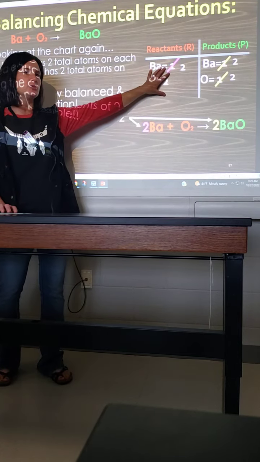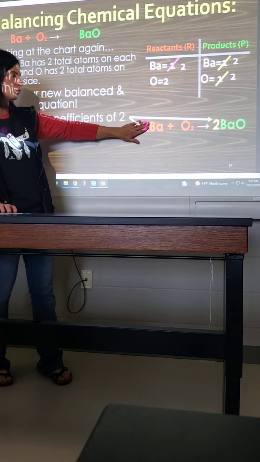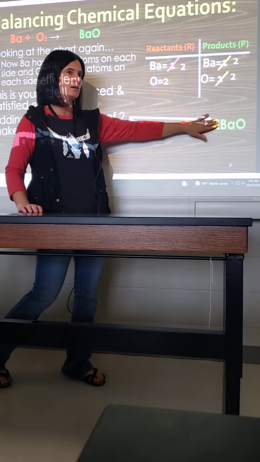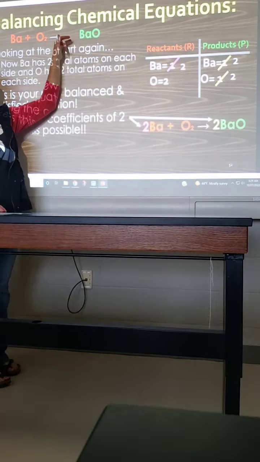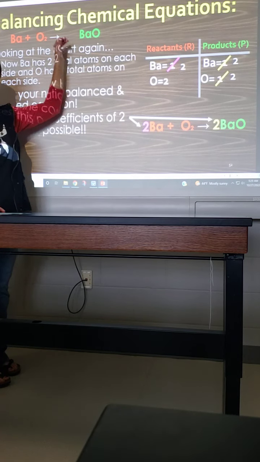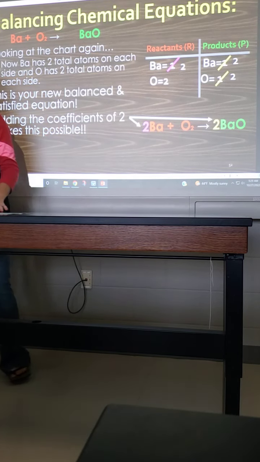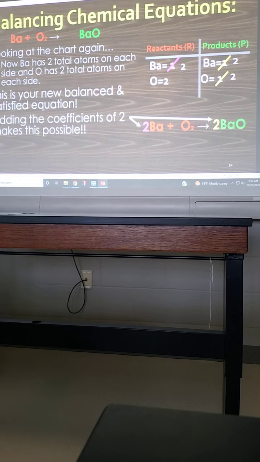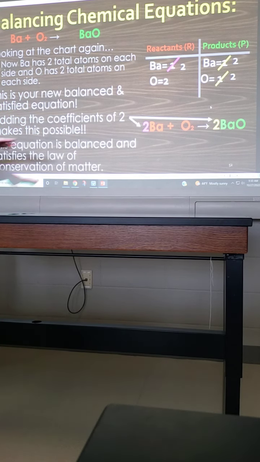So even if you have a beautiful chart, if you actually don't write in the 2 and the 2 here, you're still dealing with this same old unbalanced equation. So those coefficients have to be filled in there. Okay? And so the way this is now, with those 2 extra 2s in there, it is balanced and satisfying the law of conservation of matter.